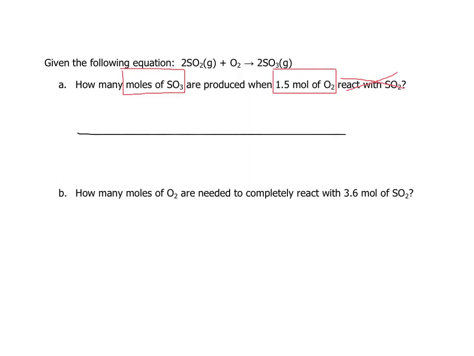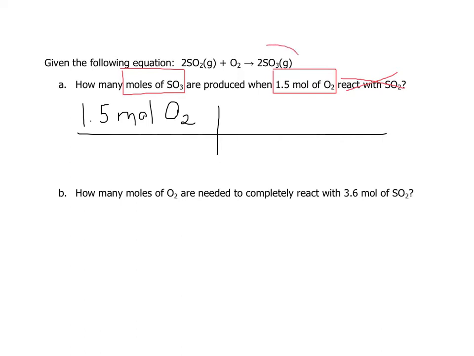Okay, so now we're going to set up our train tracks. And the starting value is always the one given in the problem, so we're going to put that up here in this top left box. So we have 1.5 moles of O2. And then we have moles of O2, but we need to go to moles of SO3. So this is where you're going to use your molar ratios.